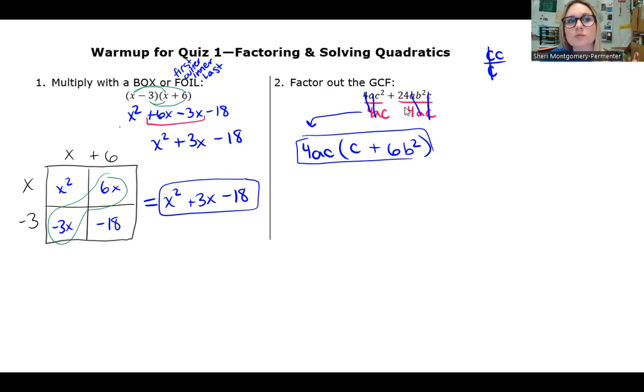For this one, 24 divided by 4 is 6. The A over itself is just a 1. There is nothing to divide out of the B, so it's B squared, it stays B squared. And then the C matches up, it becomes 1.